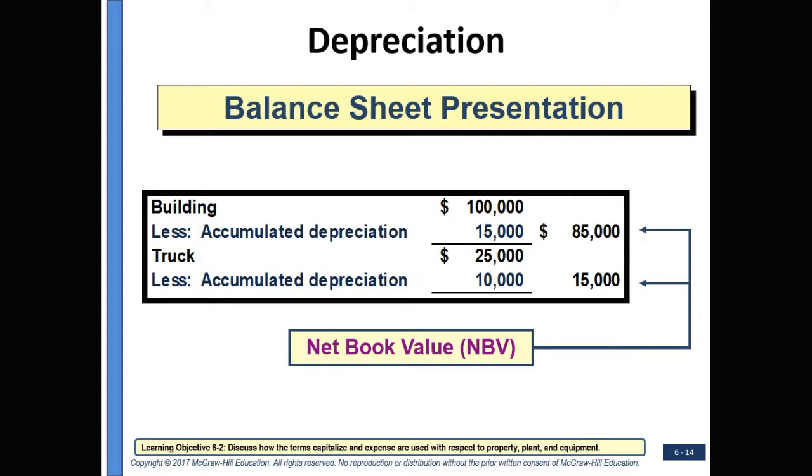So for example, the asset building is reported at $100,000, less accumulated depreciation of $15,000. This yields a net book value of $85,000 for the building.